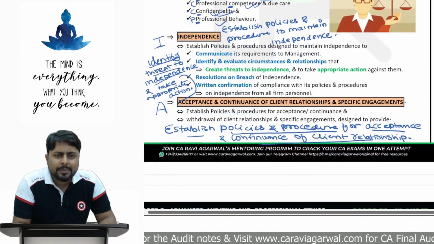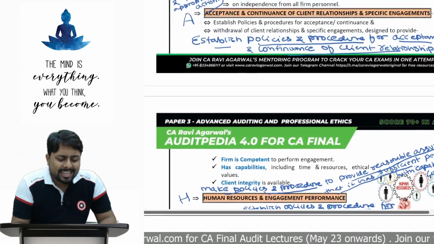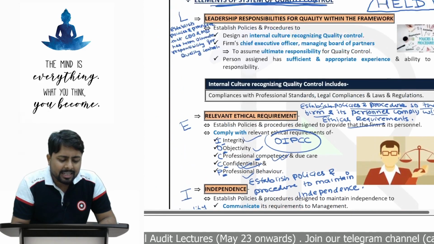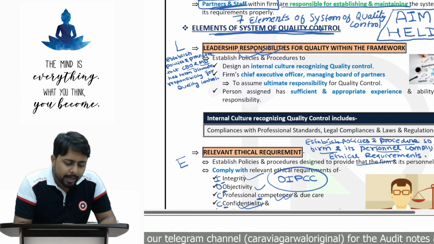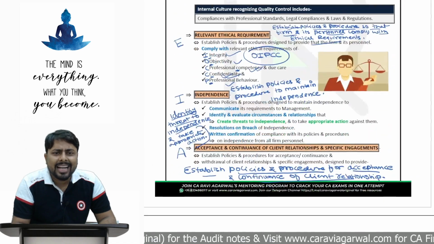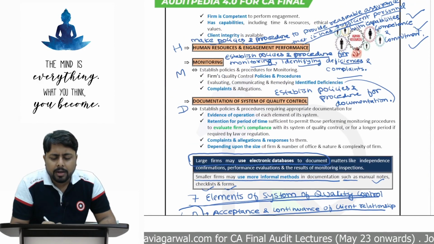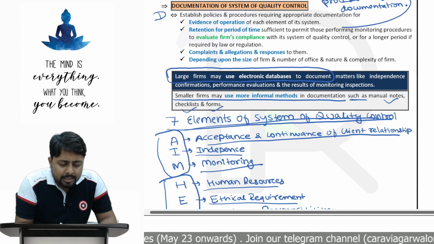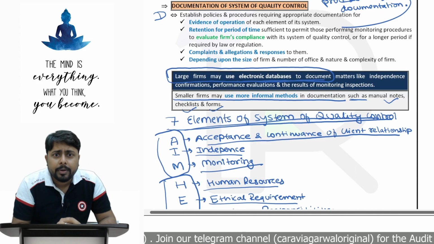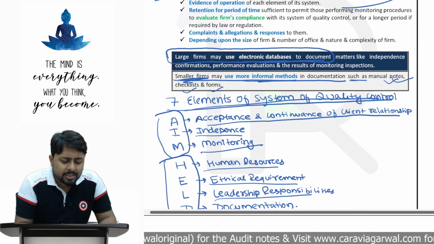AIM HELD. A is acceptance and continuance of client relationship. I is independence. M is monitoring. H is human resources. E is ethical requirement, and L is leadership responsibility. Establish policy and procedure so that your CEO, MD can undertake ultimate responsibility of quality control. D is documentation. Very simple. Establish policy and procedure for documentation also. If you're a large firm, you may use an electronic database to document. If you're a smaller firm, use informal methods such as manual notes, checklists, forms.